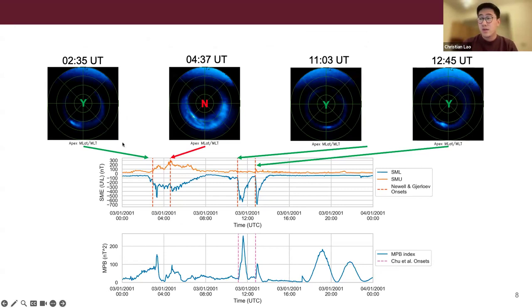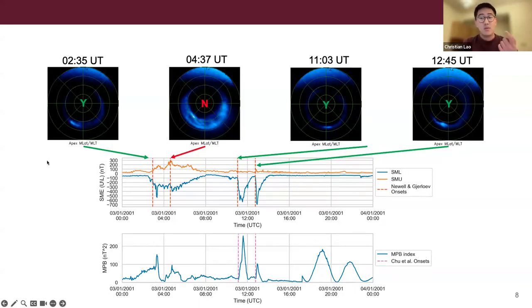In the middle here, we have the auroral zone indices, SML and SMU, with the Newell-Gjerloev onset times indicated as vertical red lines. At the bottom, we have the mid-latitude positive bay index with the Chu et al. 2015 onsets indicated as purple lines.